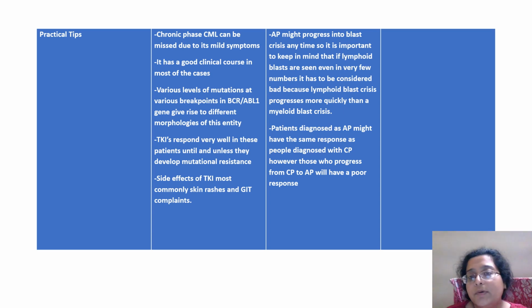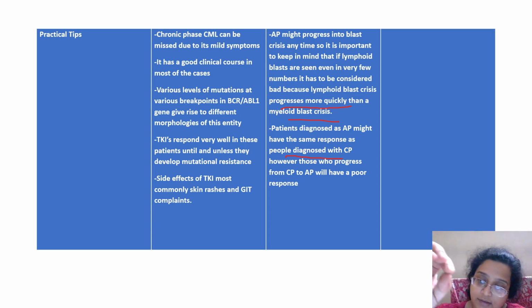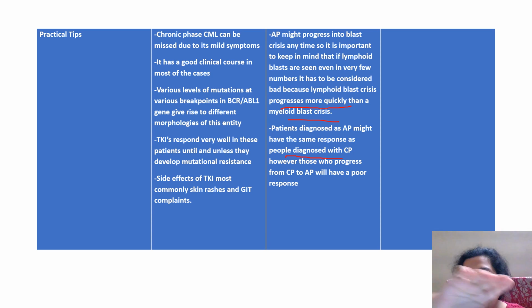So it is important to keep in mind that if lymphoid blasts are seen in very few numbers, it has to be considered bad, because lymphoid blast crisis progresses more quickly than myeloid blast crisis. Patients diagnosed in accelerated phase might have the same response as patients diagnosed in CP. However, those who progress from CP to AP will have a poor response. What it means to say is that when you diagnose something at AP and stop it there, it is better. And if CP is progressing to AP, then your treatment is not working actually. So you need to go for a higher treatment, or follow up the patient.